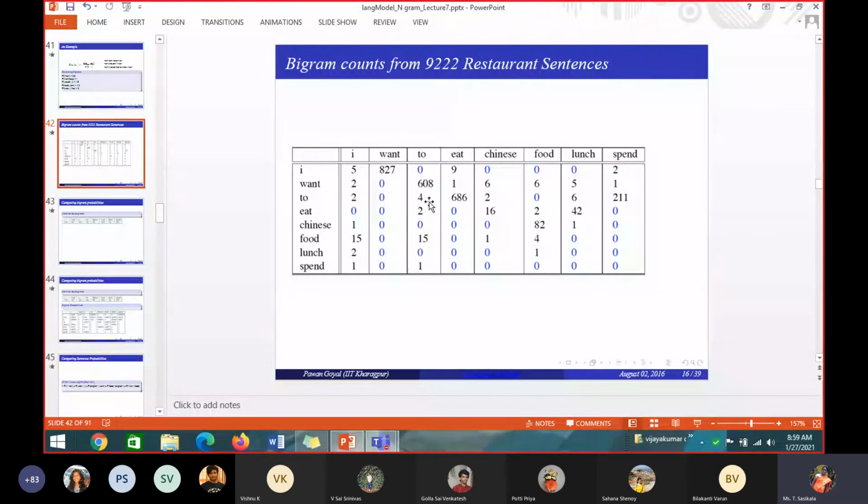Okay, so if you see in this bigram table, want to is occurring more, Chinese food is occurring more, eat lunch is occurring more, then to spend, to with spend is also occurring more. Okay, I want to spend more on Chinese food, like that. So these are all the words which are occurring. All these bigrams are occurring a lot in my corpus.